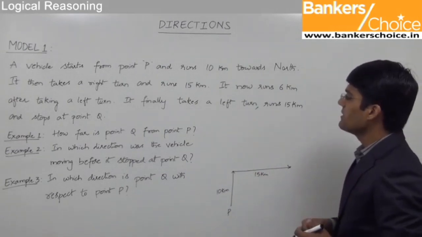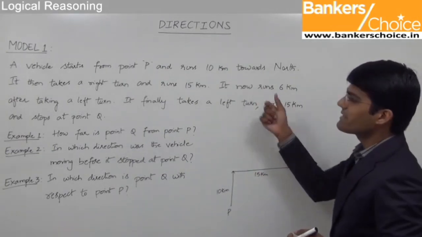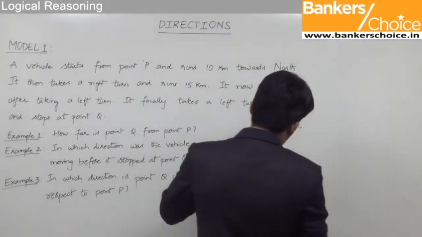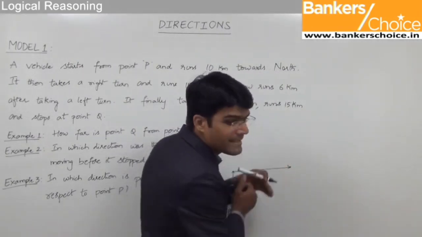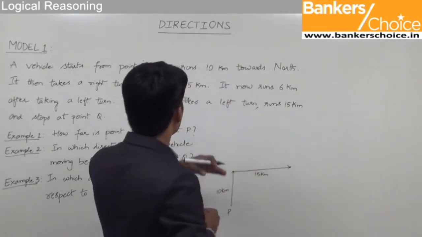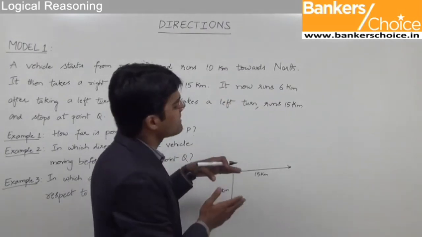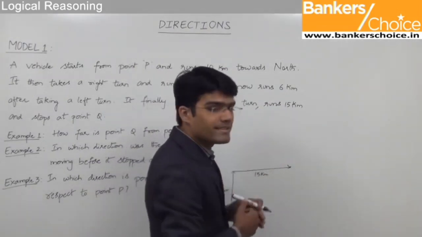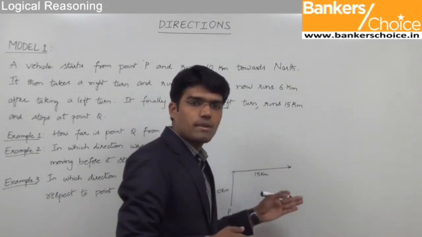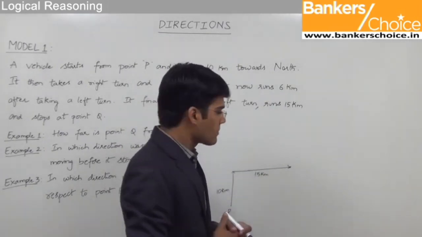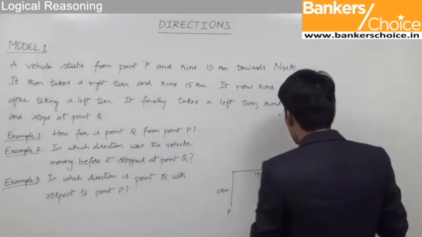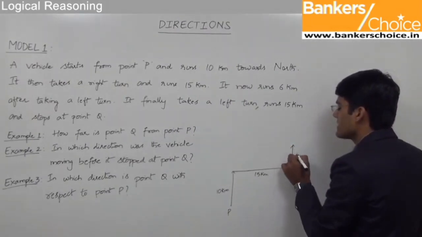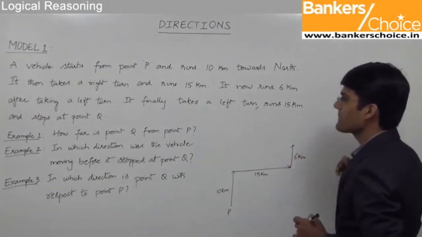After covering this 15 kilometers, it now runs 6 kilometers after taking a left turn. Now if you can observe here, the vehicle is moving towards the east direction, and it runs 6 kilometers after taking a left turn. As we have already discussed, when a person is moving towards east, the left of the person should be towards top. So the vehicle now has turned towards top, that is in the north direction, and it has covered a distance of 6 kilometers.